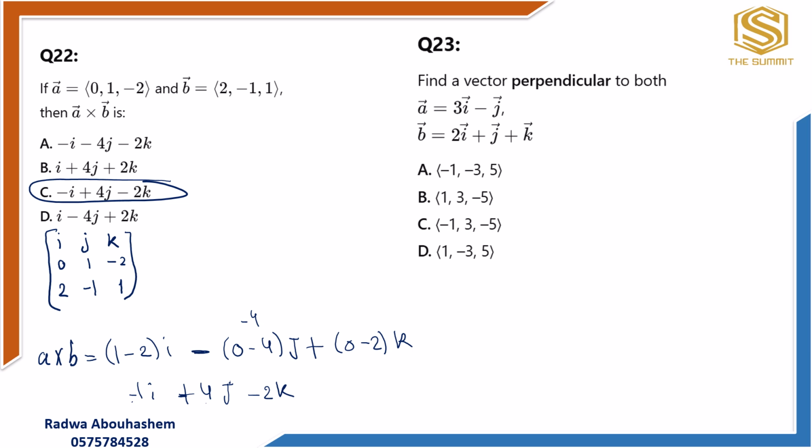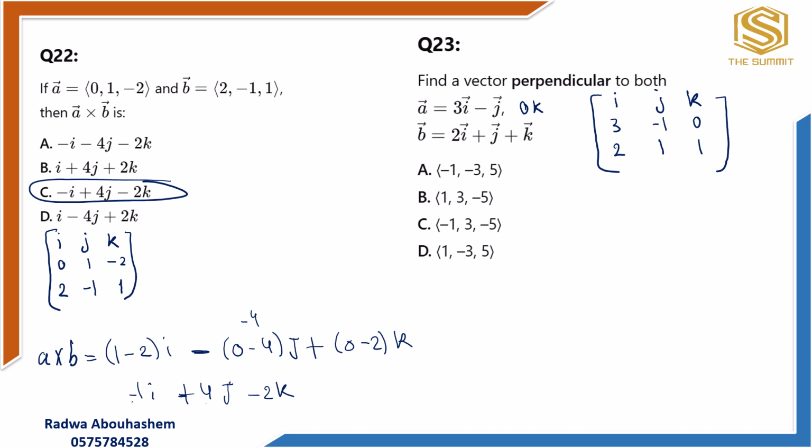Find the vector perpendicular to both. So this means I have to multiply them, and let me get the cross product for them. Let's put it as a matrix again. i, j, and k. Here's 3. Of course, there is no k, so this means it's 0. So 3, negative 1, and 0. 2, 1, and 1. Now let's get the determinant.